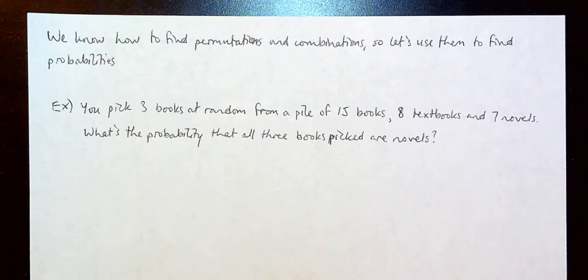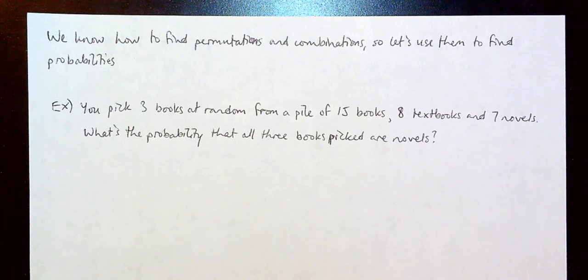In this video, we are going to talk about using permutations and combinations to determine theoretical probabilities of events happening. We talked in previous videos about how to calculate permutations and combinations. So now let's use these things to figure out some probabilities.